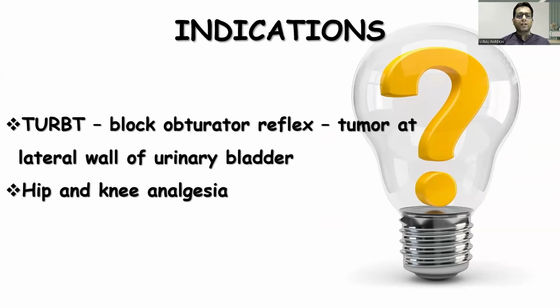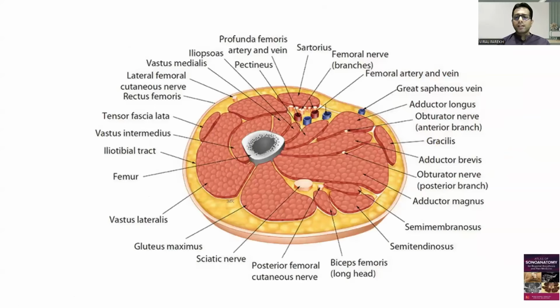So usually we are giving an isolated obturator block mainly in patients of TURBT who have a tumor at the lateral wall of the urinary bladder, and it can be combined in patients requiring hip and knee analgesia. This is a cut section of the thigh showing the anterior and the posterior branch of the obturator nerve between the adductor longus, magnus, and the brevis muscle.